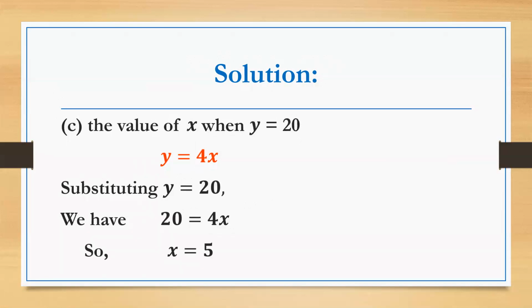Next part, I need to find the value of x when y equal to 20. So again, we will use the equation which we found in part A, y equal to 4x. And we replace y by 20. We have 20 equal to 4x. So x will be equal to 20 over 4, which is 5.